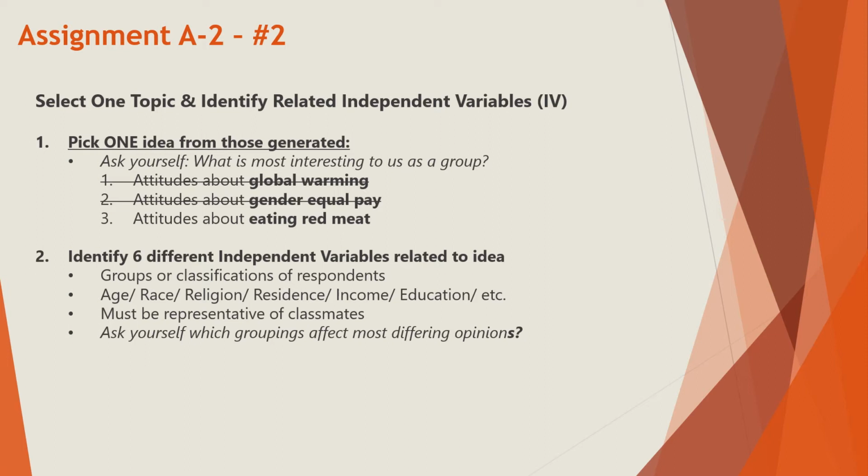Remember, independent variables are these groups or classifications. This is how you put people's responses into groups. For example, the age of the person who responds, the race, the religion, where they live, their income, their education. It could be a million different things. Okay. Again, reminding you that your classmates are the ones taking the survey. This is so you get exposure to this entire process and to make it easier for us to manage it. So you need to pick independent variables that can be represented by your classmates.